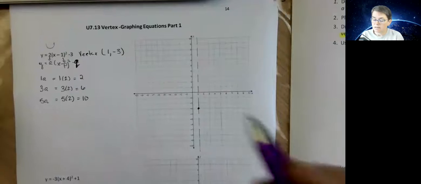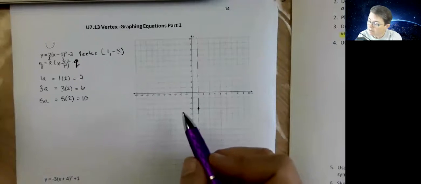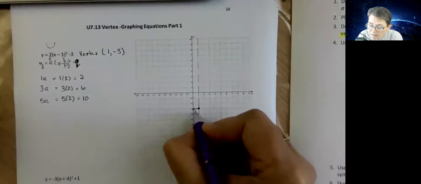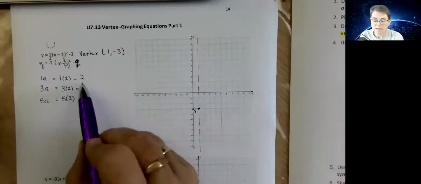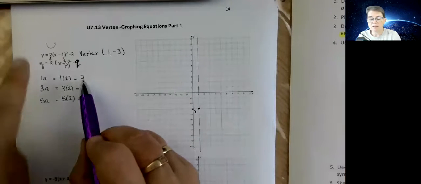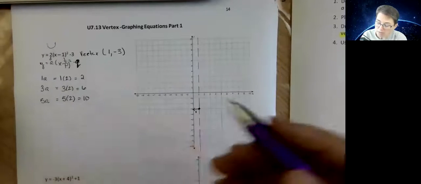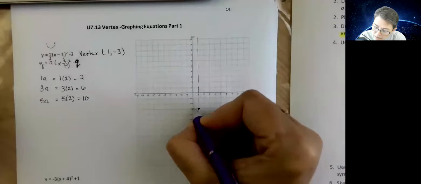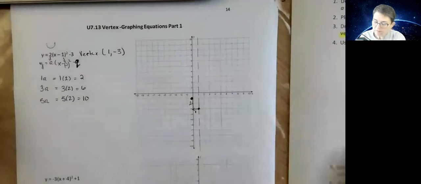So starting on the vertex, I'm reading the directions here. It says count 1 space to the left, so I go 1 over. I don't usually mark this, but I will on the first couple to help you. So it's 1 over, and then I go to my staircase number, and because A is positive, I'm going to go up. I'm going to go 2 spaces up. So from here, I go 1, 2, and that's where I put my dot.